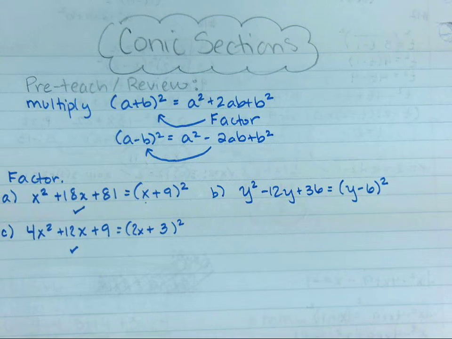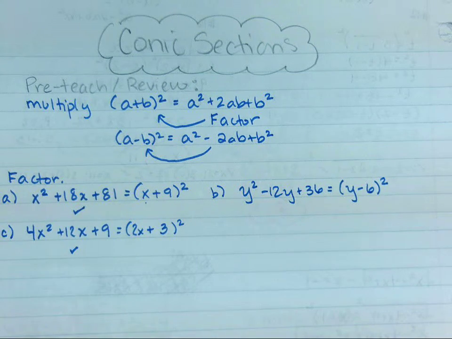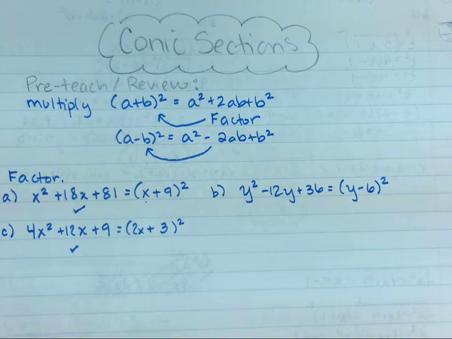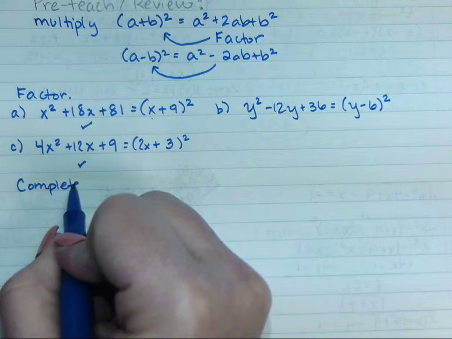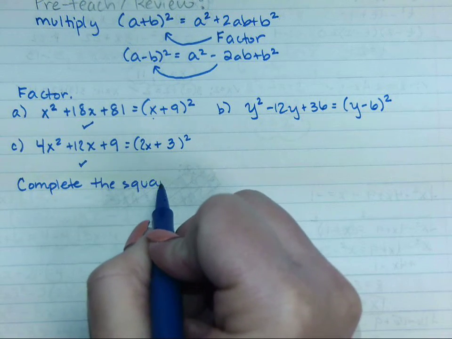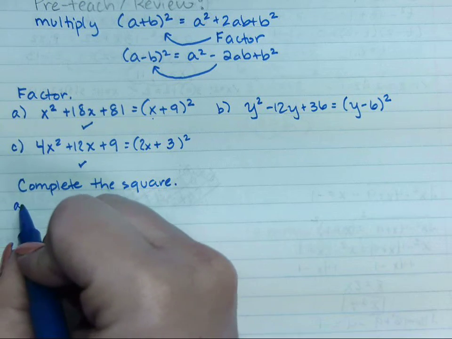And so what we want to be able to do is write binomial squares so that we can do our graphing, because when we graph circles and everything else, a piece of the binomial is going to tell us where the center of the graph is. And so this is what we call completing the square. With completing the square, you're trying to create that binomial square. This is really where we want to focus most of our attention, because this is the work you're going to be doing more often with the conics.